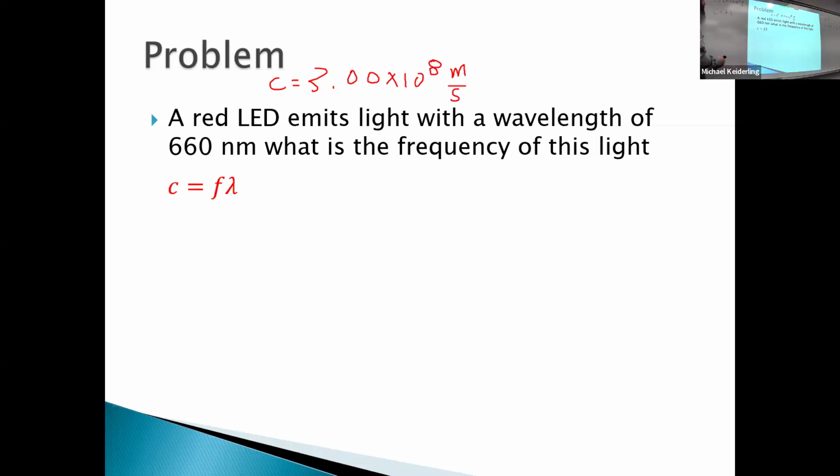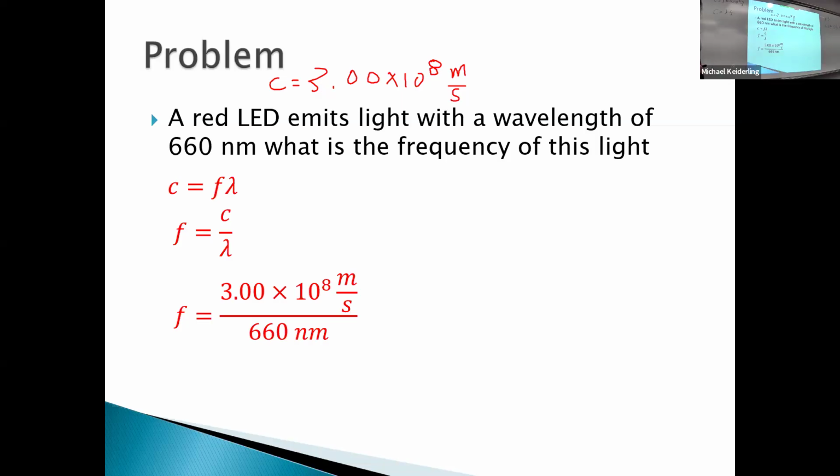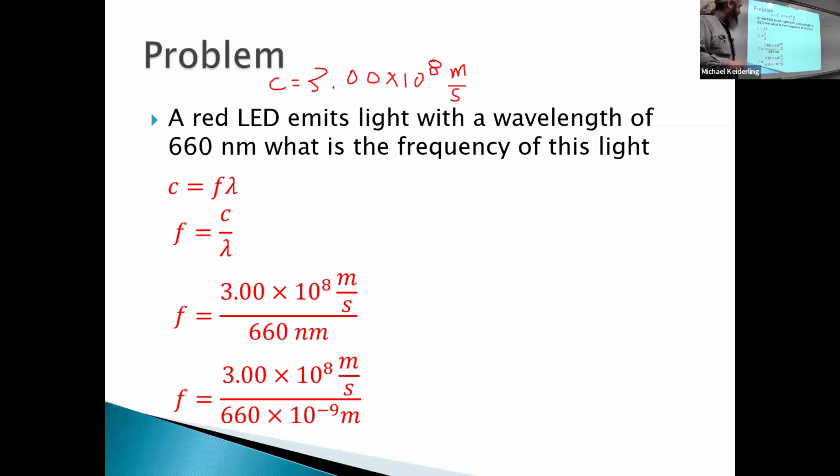So speed of light is equal to frequency times wavelength. The frequency is just going to be speed of light divided by wavelength. So 3 times 10 to the 8th meters per second divided by 660 nanometers is 3 times 10 to the 8th divided by 660 times 10 to the minus 9. And that comes out to 4.55 times 10 to the 14 hertz, rounded to 3 significant figures.